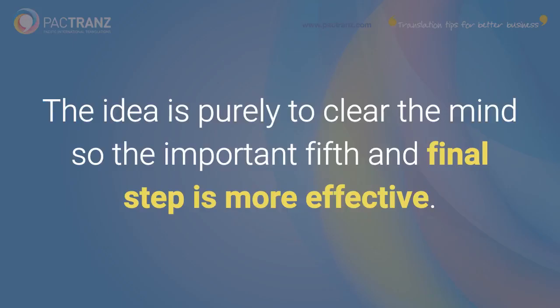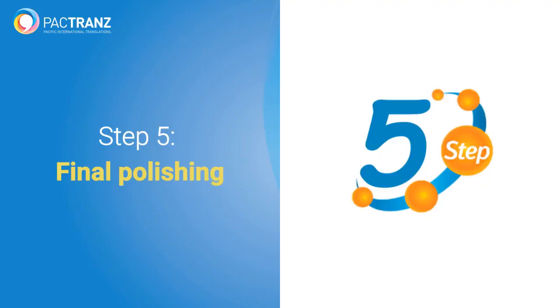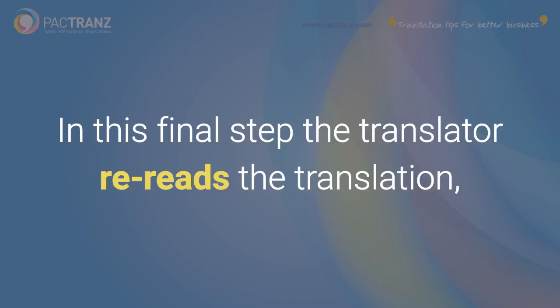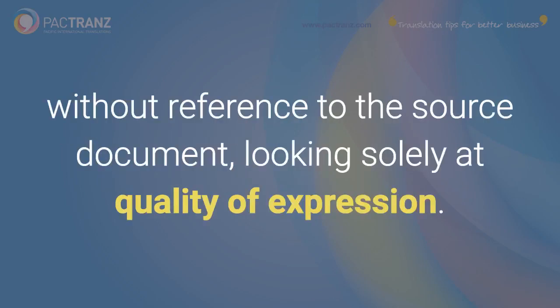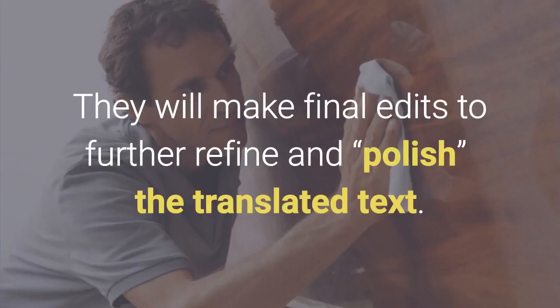The idea is purely to clear the mind, so the important fifth and final step is more effective. Step 5. Final polishing. In this final step, the translator rereads the translation without reference to the source document, looking solely at quality of expression. They'll make final edits to further refine and polish the translation.